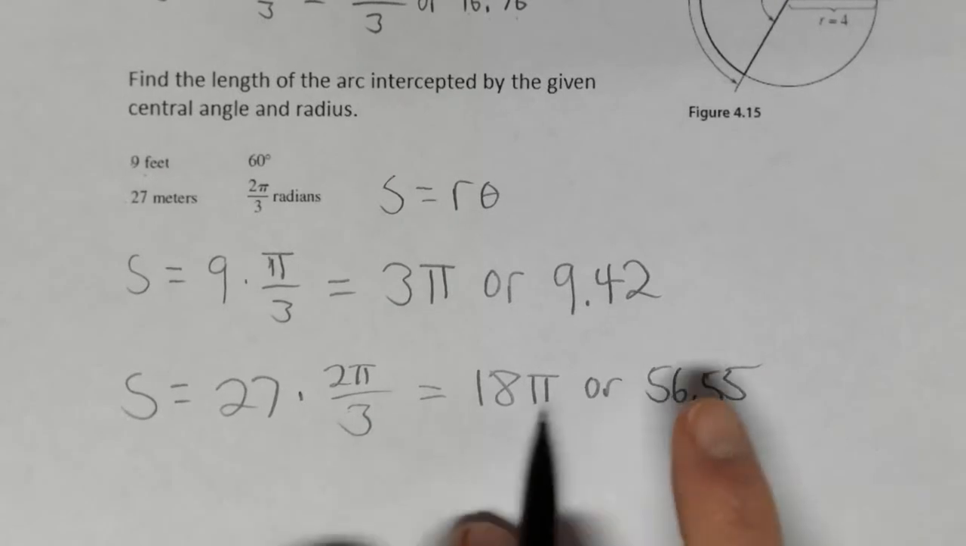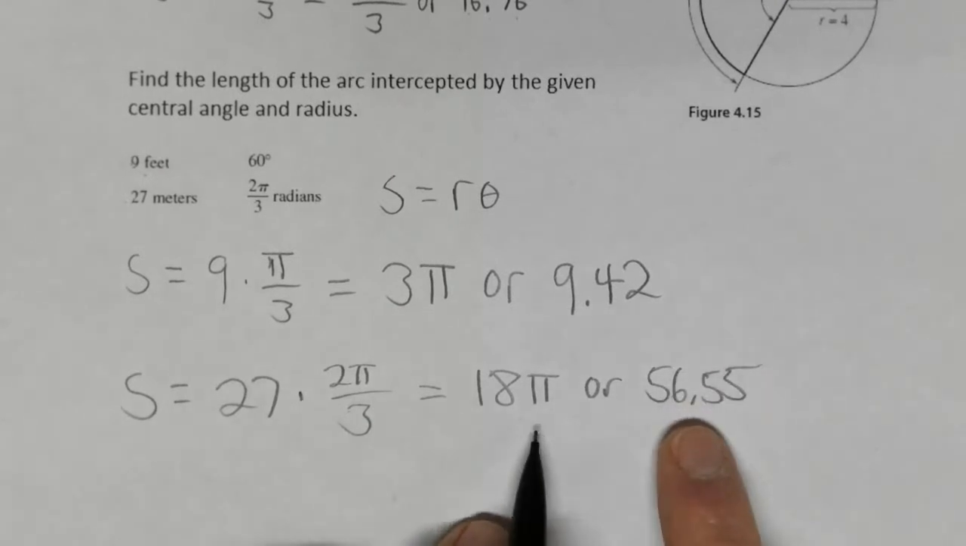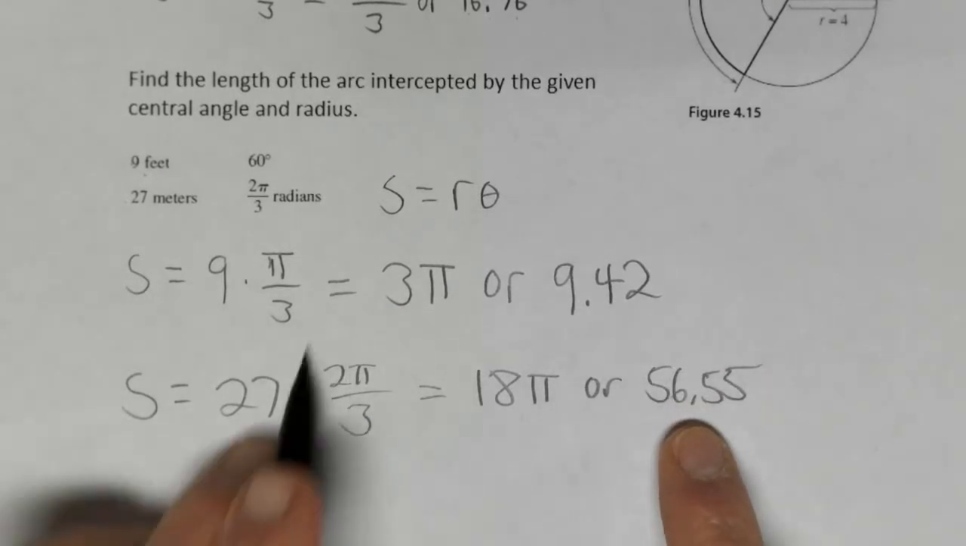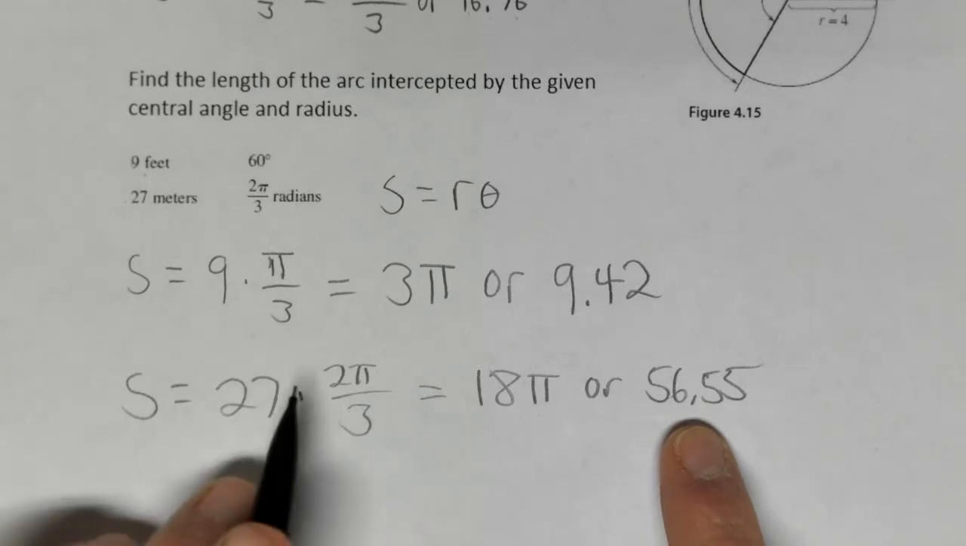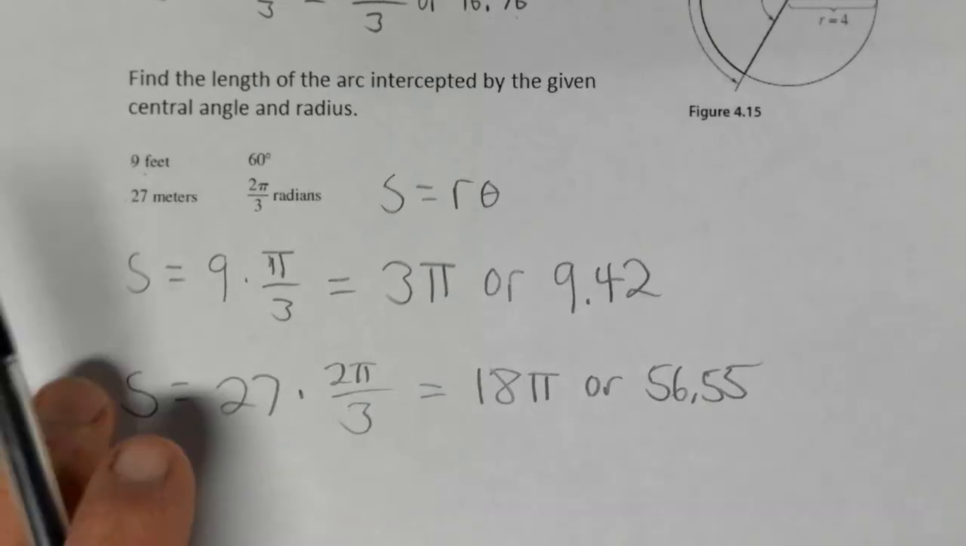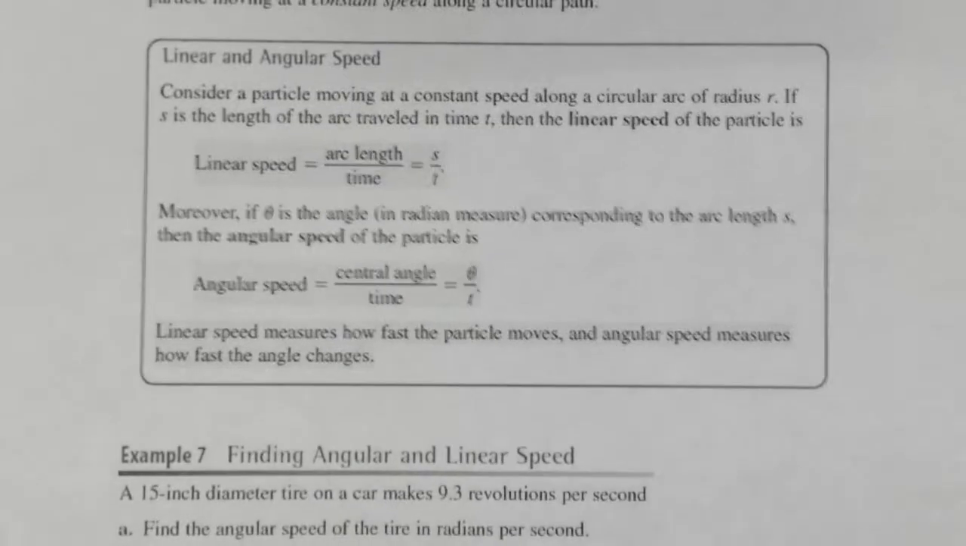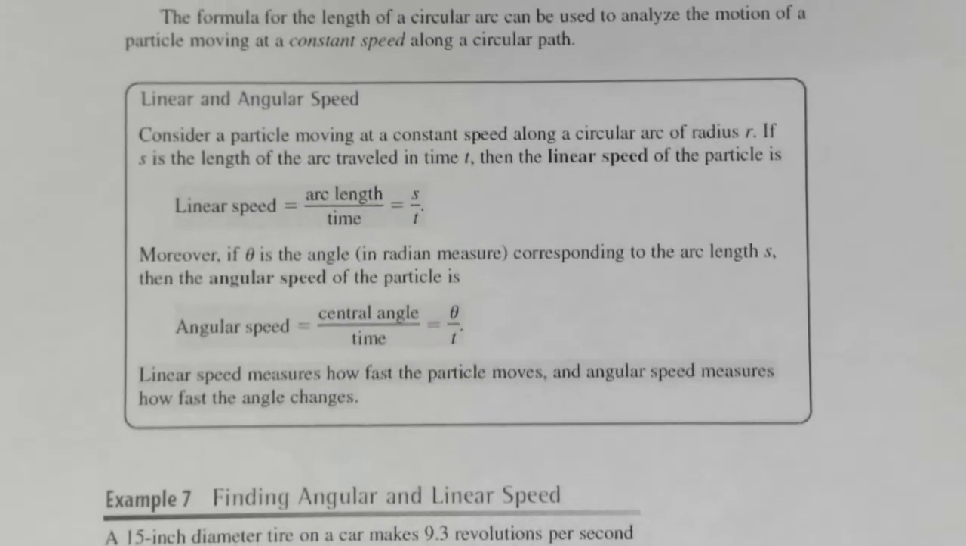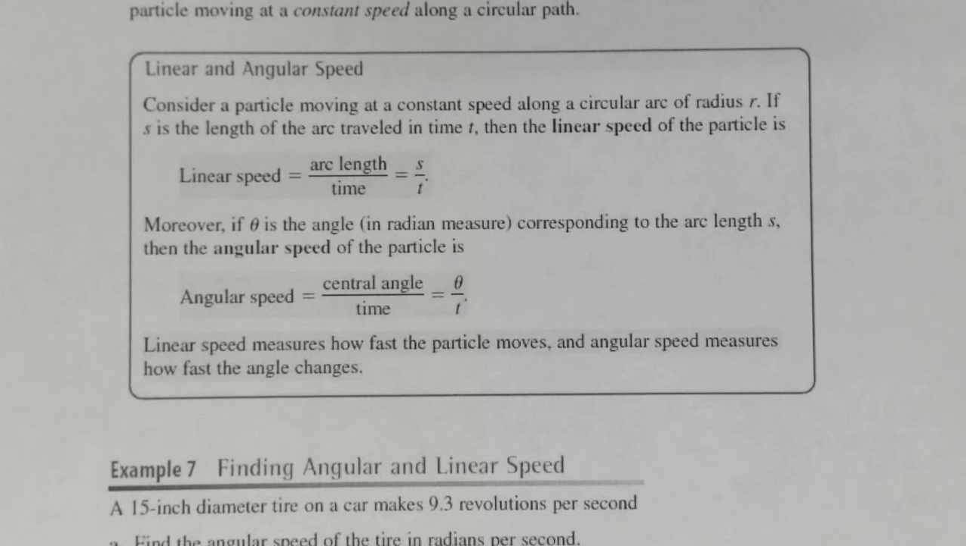Okay, so remember, you can see arc length expressed either way. The important thing is make sure you're plugging in radians. This formula requires the radian measure, not degrees. Okay. Now, the next thing that we come to is linear and angular speed. Linear and angular speed. Okay.